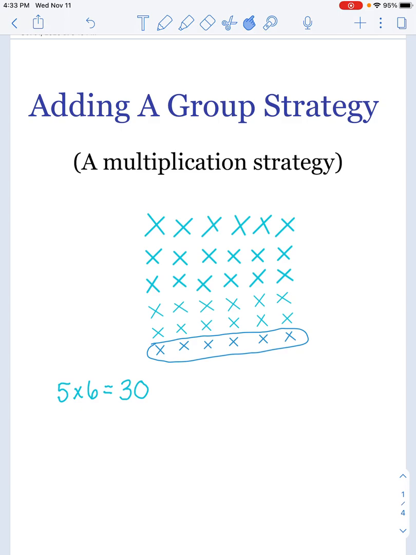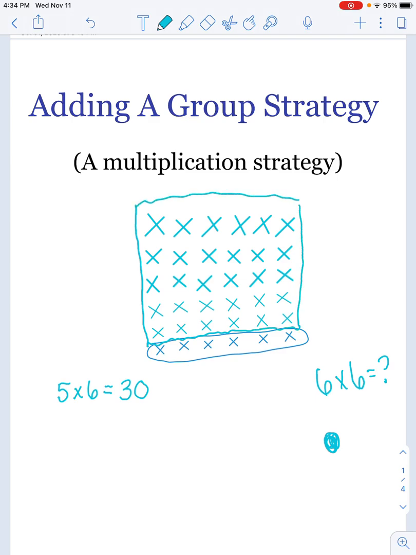Let's say I did not know the answer to the problem 6 times 6. Okay, I don't know what that is. I don't know what to do. What you can use is the adding a group strategy. So if you look at this color that I'm using right now, I've drawn an array. Just look at this color that I am boxing in right now. Okay, I've drawn an array that uses a helper fact.